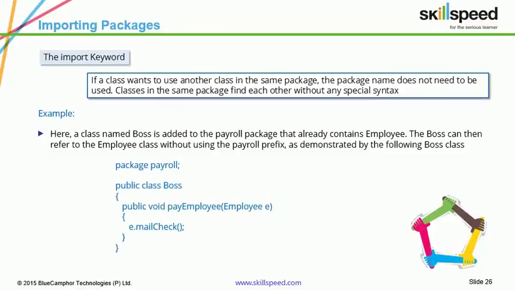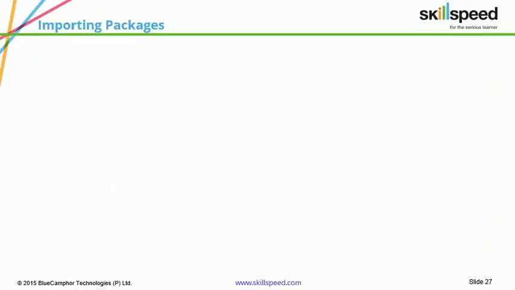Let's look at the code. Package payroll, under which I have the public class Boss, inside which I am writing my method public void pay, where I am taking a parameter of the Employee class object, Employee e, and I am writing the e.mailCheck method. This means I am calling the mailCheck method from the Employee class, and I have not written anything like payroll dot or another package name dot Employee. Instead, I am directly calling the Employee class in my class Boss. I am able to do this because the Boss and Employee classes are both in the same package.